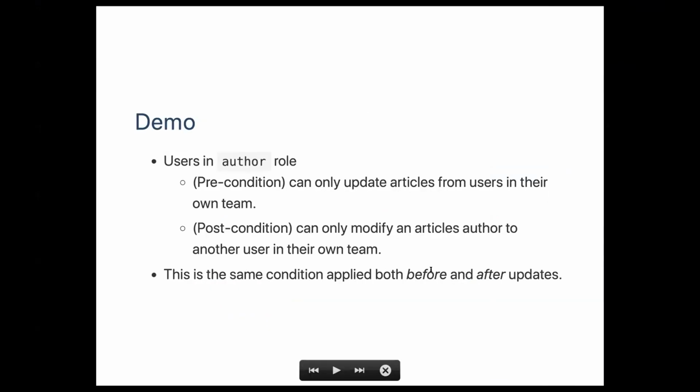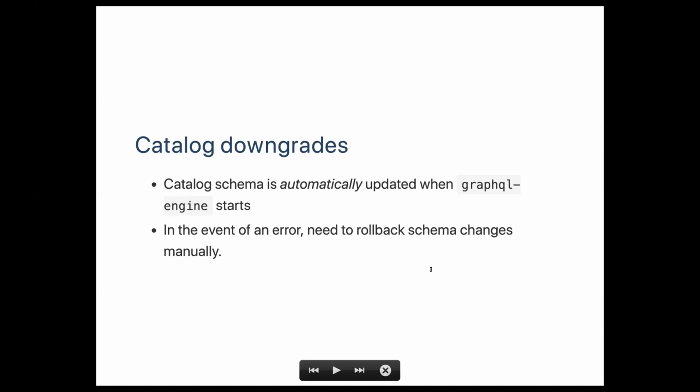Okay, so I'll move on to the next thing, which is catalog downgrades, and this one's a little quicker. If you have used multiple versions of Hasura GraphQL engine, then you'll know that the catalog schema, which stores metadata relevant to your Postgres database, has to be upgraded when you upgrade to a new version of GraphQL engine. This actually happens automatically when you go through an upgrade. It'll happen when the application starts up.